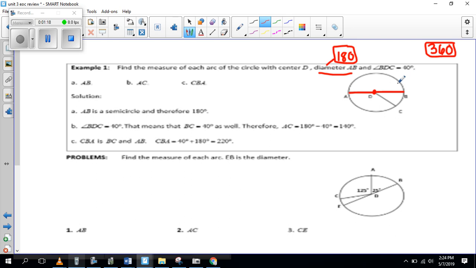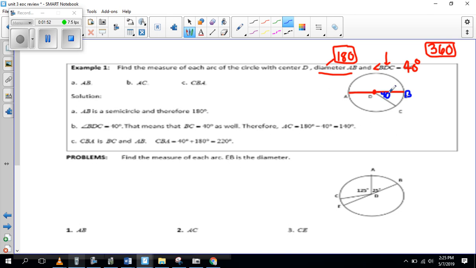Okay, so let's see what they gave us. It says angle BDC. Guys, remember I told you if they give you 3 letters for an angle, you always look at the middle one. So they're saying angle BDC equals 40 degrees. I'm going to go ahead and label that. Here's our B. I know it's hard to see. So angle BDC, this angle right here, is 40 degrees.